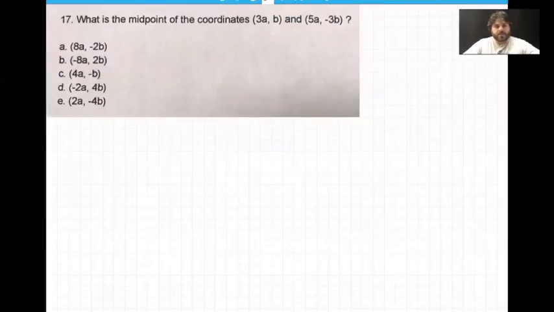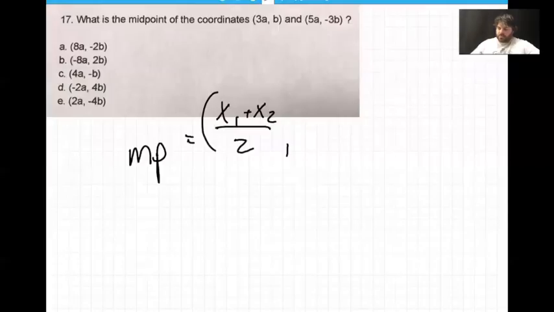All right, 17 says, what is the midpoint of the coordinates 3a, b and 5a, -3b? All right, do not be freaked out by problems like this. They do this all the time. They put variables where there should normally be numbers, but you do it the same way. Okay, write out the formula. The midpoint is the sum of the two x numbers divided by 2. So it's the average of the x's. And it's the same thing with the y's. You find the average of the y's.